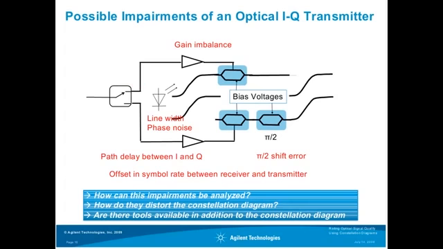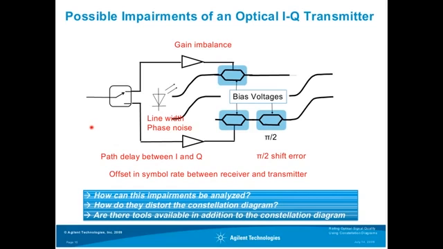As we have two paths here, the in-phase and the quadrature path, of course, there could be a gain imbalance between these two amplifiers, for example. We could also have a path delay difference between the I and the Q channel. We could have a wrong setting of a 90-degree phase shifter. And we could have several kinds of influence of the line width or the phase noise of your carrier generating laser. And in addition, there could be an offset between the symbol rate of the receiver and the transmitter.